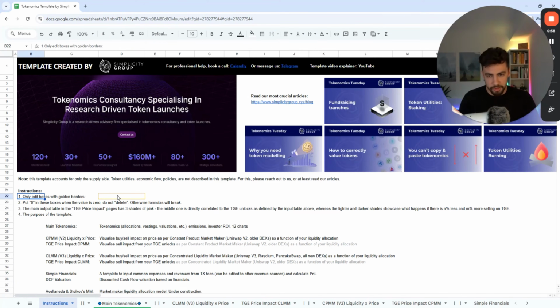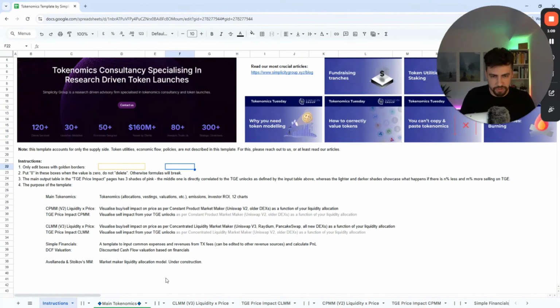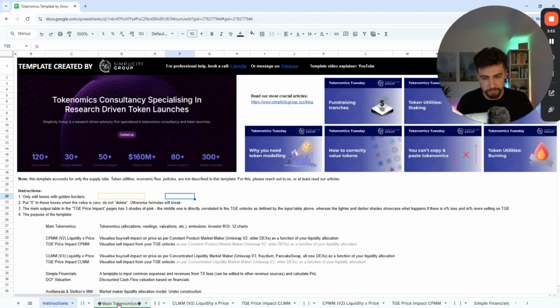Two notes. Number one, only edit the cells with the golden border. And if you need to remove any information, don't delete it, just put a 0. Otherwise, some formulas may break. Now, this is just some other instructions, but you can ignore this because I'm going to go over it now.